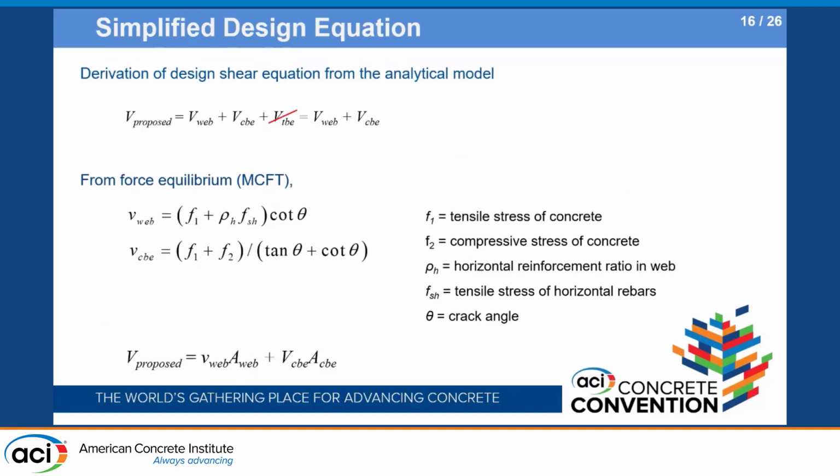We ignore the contribution of tension boundary element, VTBE, and conservatively we assume that shear strength is just a sum of web shear strength and compression boundary element shear strength. And in the following is just the hand calculation of MCFT with some assumptions. So I'm not going into the details for this procedure.